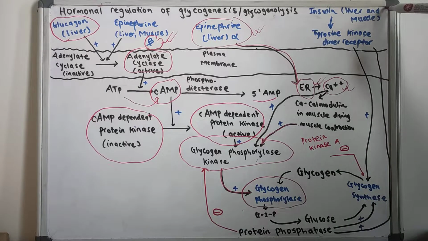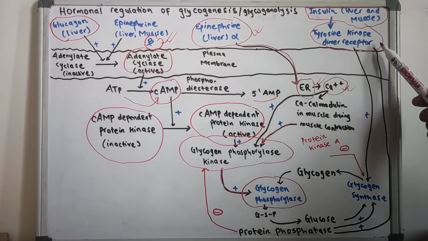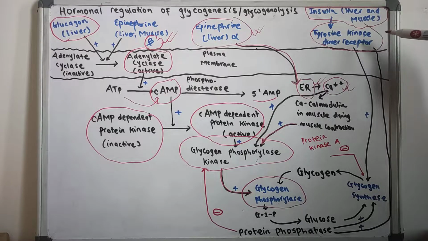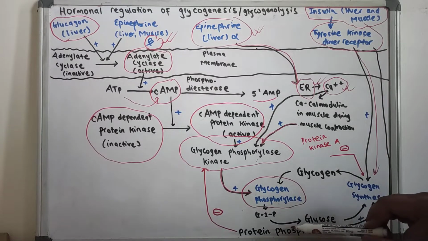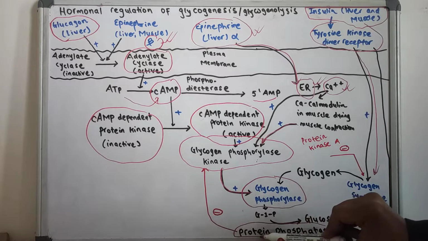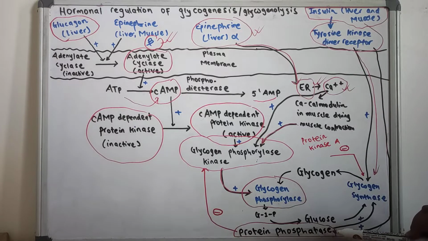Now let us talk about another hormone, insulin. Insulin acts in the liver through the tyrosine kinase dimer receptor. Upon action of insulin on the tyrosine kinase dimer receptor present in the plasma membrane, insulin will directly activate the glycogen synthase enzyme. It means it will increase the action of glycogen synthase, so glucose will be converted more to glycogen under the influence of insulin. Insulin also increases the action of the protein phosphatase enzyme.